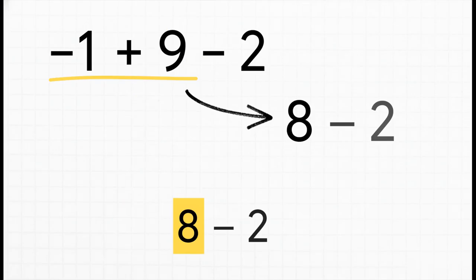And now for the last step, addition and subtraction. Again, from left to right. We start with -1 plus 9, which gets us to 8. That just leaves us with 8 minus 2. And there it is. The final answer is 6. That whole chaotic mess of symbols and numbers, when you actually apply the system, it just boils down to the simple number 6. We've cracked the code.